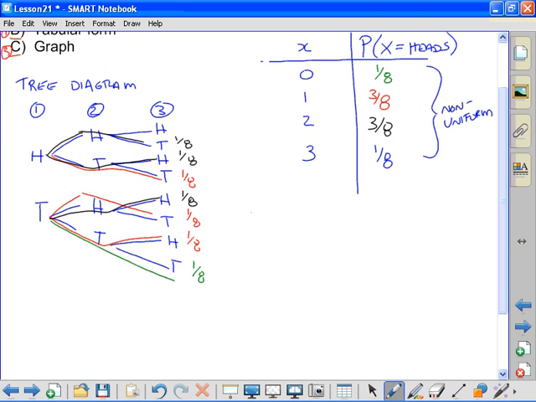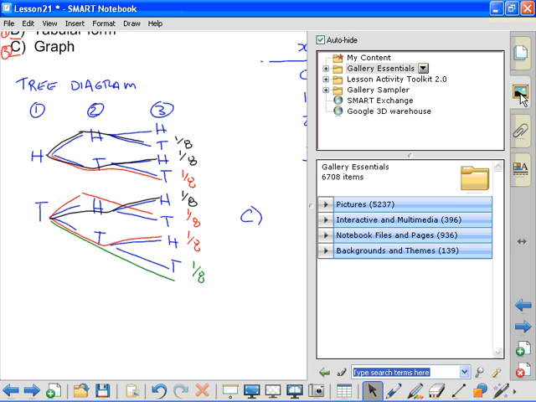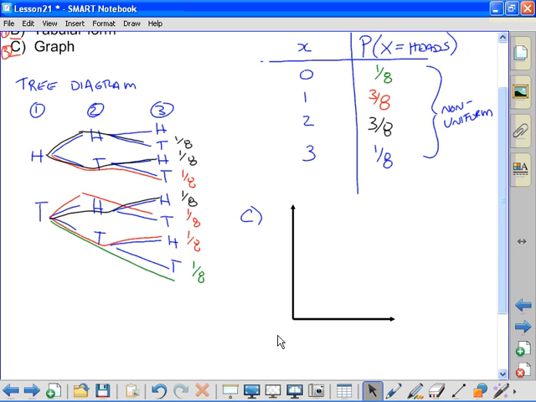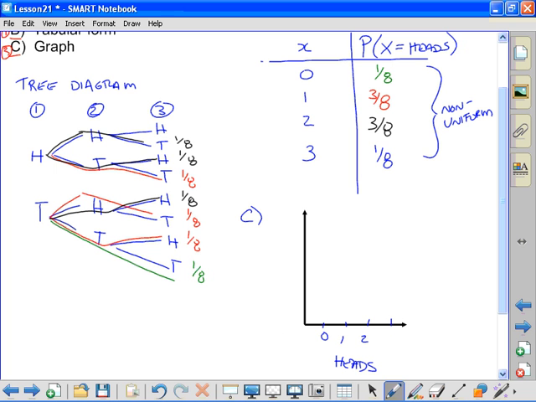Final part's the graph. So C part, I just want to insert a quick graph for ourselves here. On the x-axis, we'll put heads, and we will go 0, 1, 2, and 3. And on the y-axis would be probability. I'll leave it in fractions. You can convert to decimals. So I'm going to go by 8ths: 1/8, 2/8, 3/8. That's as high as I have to go.